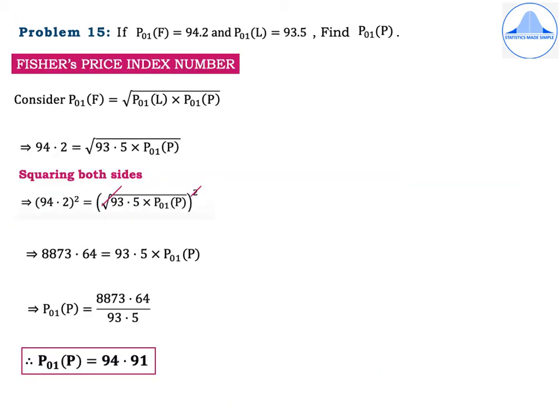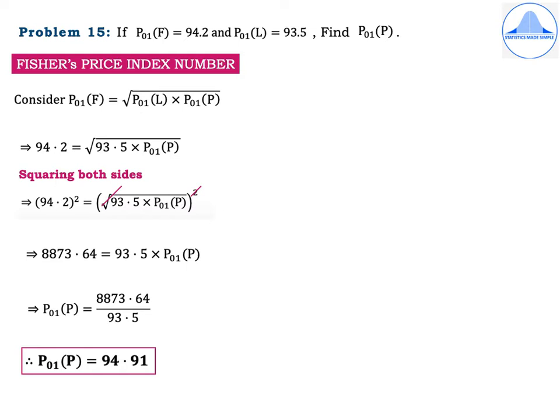Problem 16. If P01 of F is equal to 94.2 and P01 of L is equal to 93.5, find P01 of P. So start with Fisher's price index number. P01 of F is equal to root of P01 of L into P01 of P, which implies 94.2 is equal to root 93.5 into P01 of P. Now since we have to find out P01 of P, we need to square both sides. So which implies 94.2 whole square is equal to root 93.5 into P01 of P, the whole square.